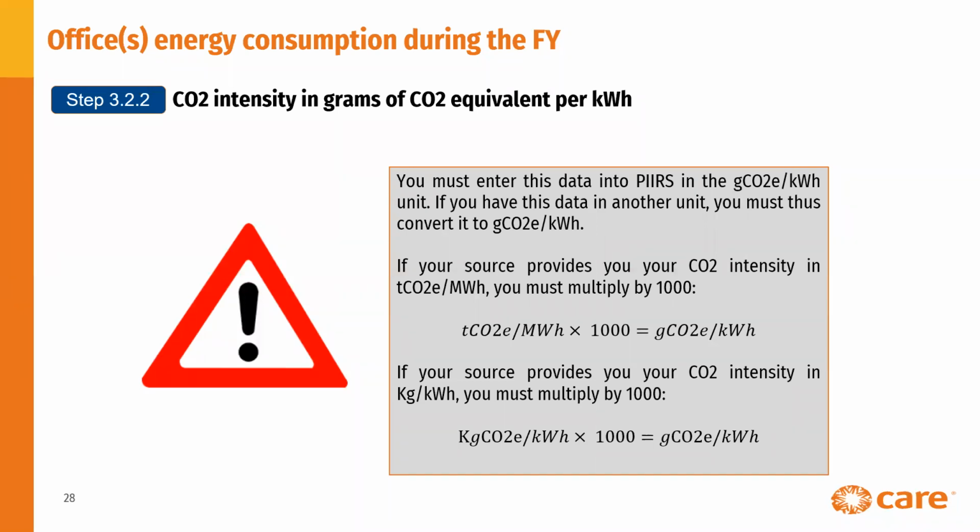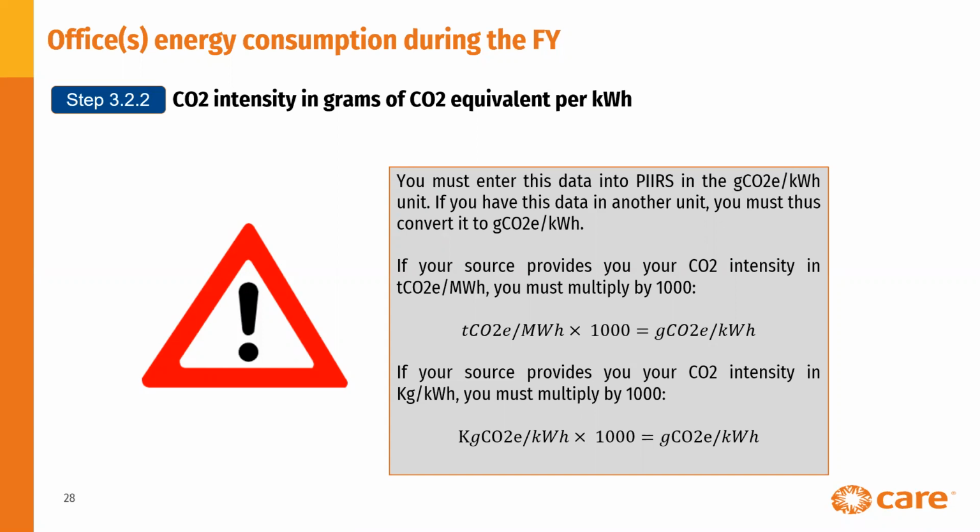So, such as shown in the IGES file just previously. If your source provides your CO2 intensity in tons of CO2 equivalent per megawatt hour, you must multiply it by 1,000 using the formula below. By multiplying it by 1,000, you obtain a result in grams of CO2 equivalent per kilowatt hour.